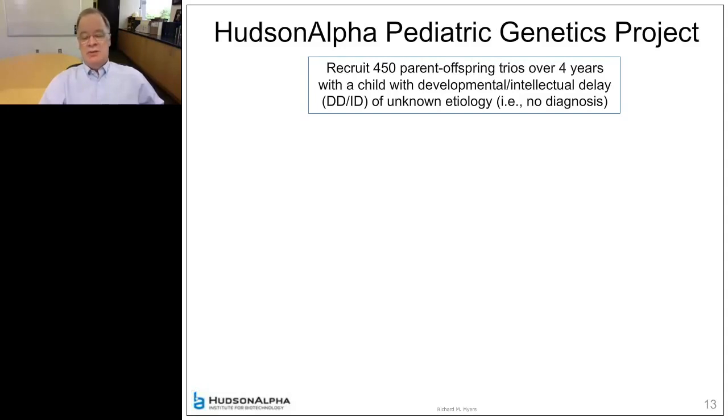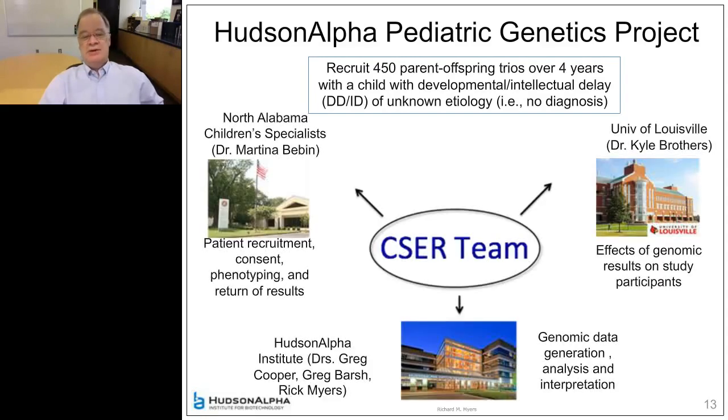And one of the things that we're doing, and it's our first time doing this, is both doing research on how to deliver the information back to parents and physicians and patients, as well as actually doing that, returning the information. So this is a group from Dr. Martina Bevan, who leads the clinic here in Huntsville, North Alabama Children's Specialists. She has more than 1,800 patients in her clinic, showing you that this is a widespread problem.